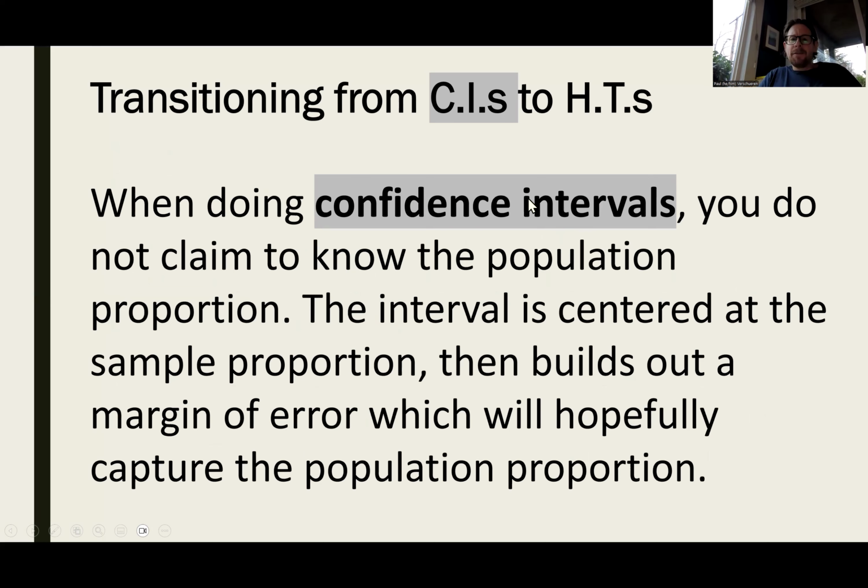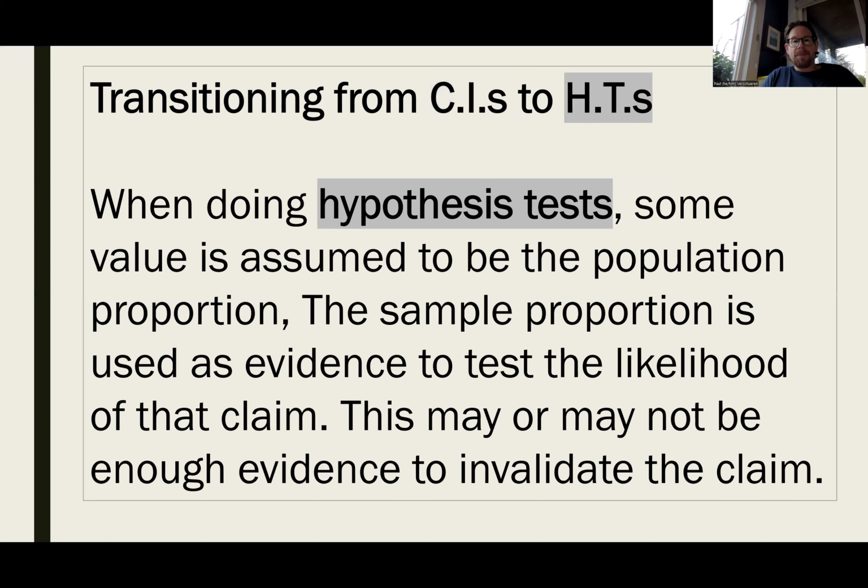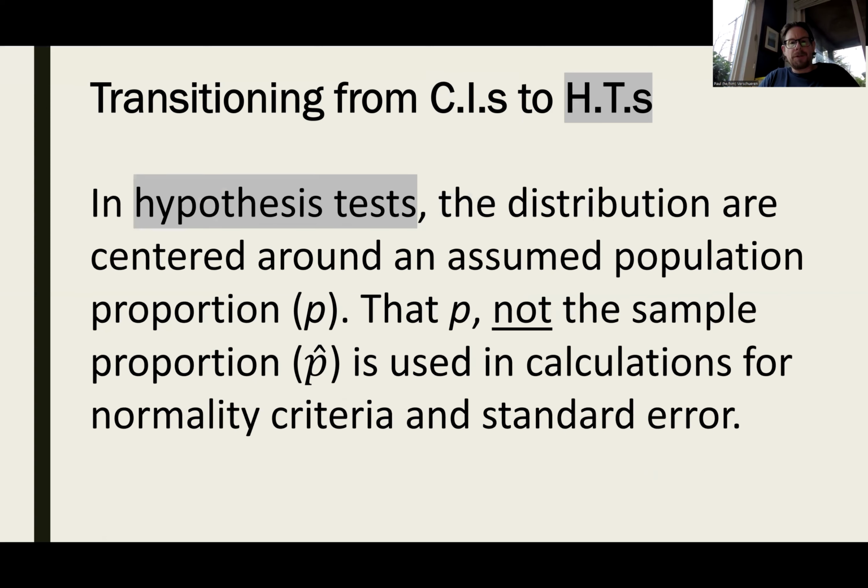So when doing confidence intervals, just to transition from topic 6 to topic 7, the focus is not about a population proportion. You don't claim to know the population proportion. You just have a sample proportion. You're building the margin of error, which hopefully captures the population proportion. When doing hypothesis tests, some value is assumed to be the population proportion, and the sample proportion is used as evidence to test the likelihood of that claim. In other words, hypothesis tests are centered around a proposed population proportion, whereas confidence intervals don't expect to know anything about the population proportion.